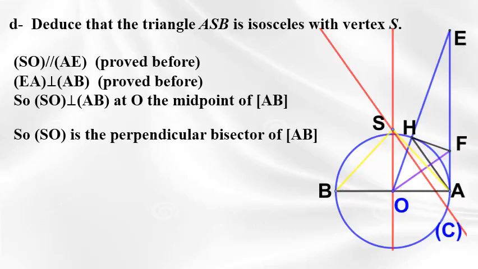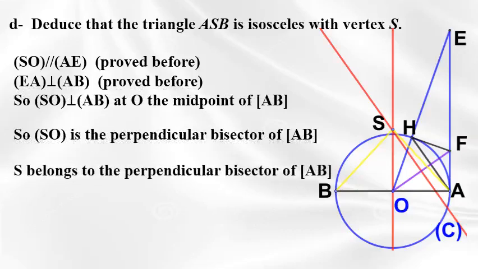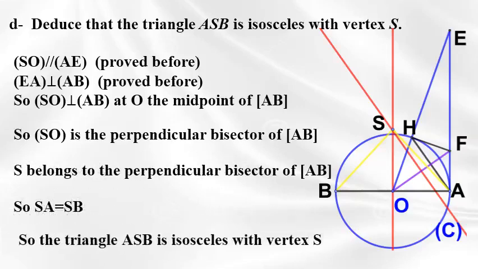And because S belongs to this perpendicular bisector of AB, that gives us that SA is equal to SB, because any point on the perpendicular bisector is equidistant to both extremities. So the triangle ASB is isosceles with vertex S.